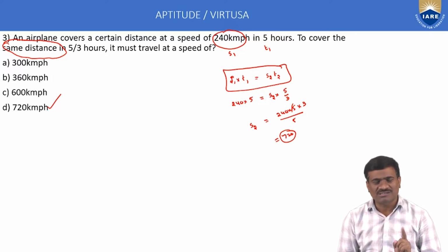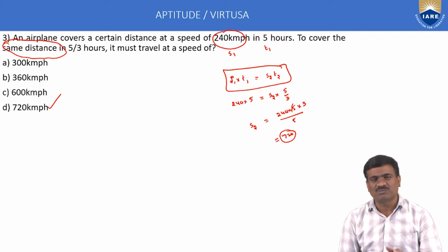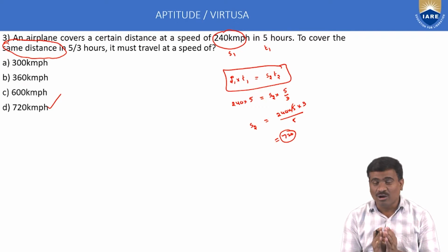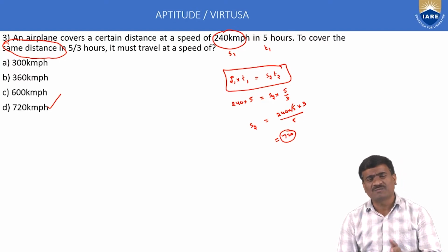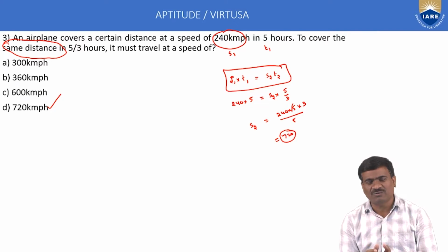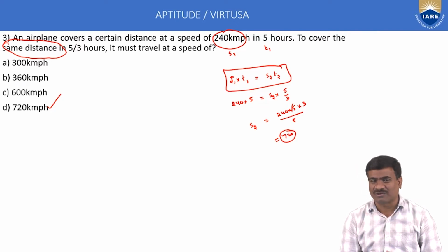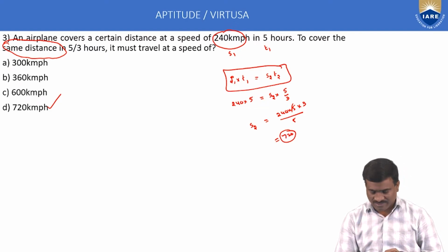Application of time, distance and speed. When time is constant, when distance is constant, when speed is constant, and also verify conversions. A distance in meters is given, speed convert into meters per second. Distance in kilometers is given, speed convert into kilometers per hour. This is also important. Time, distance and speed, first application.